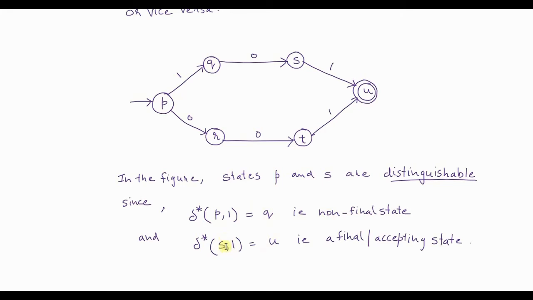Now from state S, on reading the same input symbol 1, it takes you to U. And U happens to be a final state. So the first one results in a non-final state, the second one results in a final or accepting state. Since one is final and the other is non-final, I can now say that with respect to this string 1, state P and state S are distinguishable to each other.